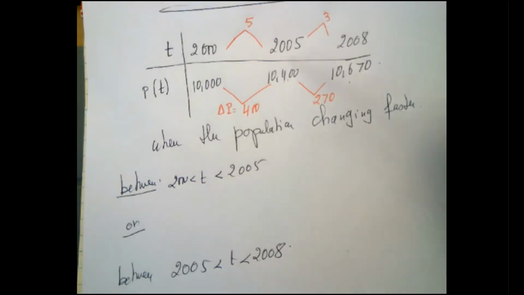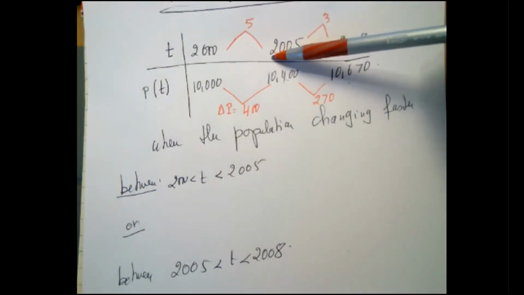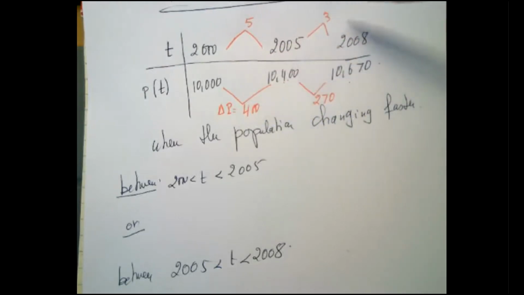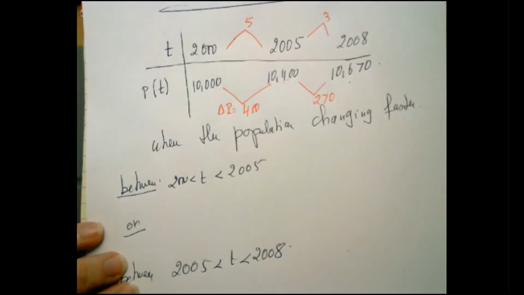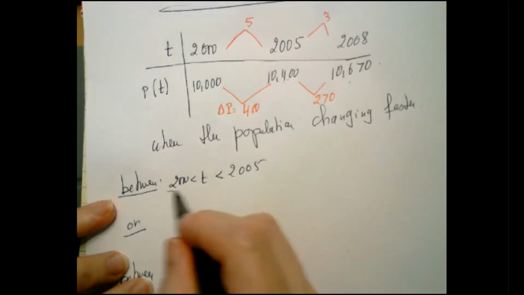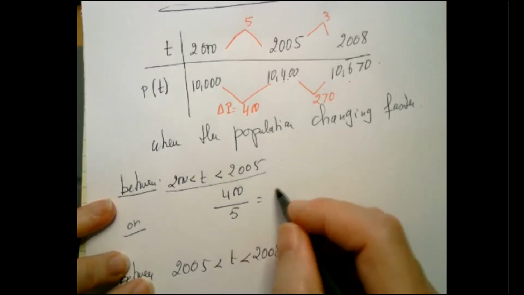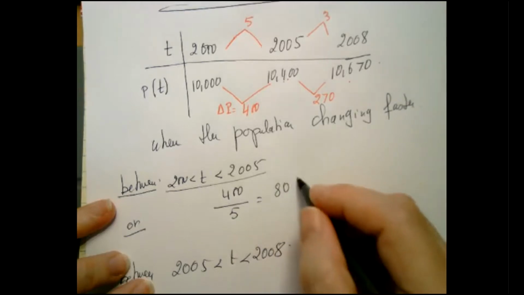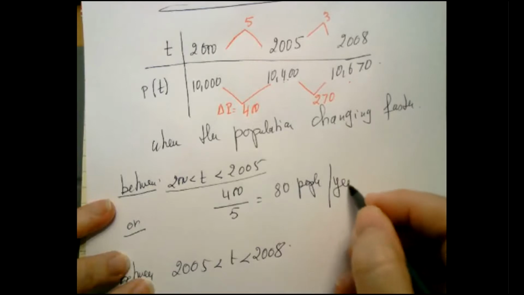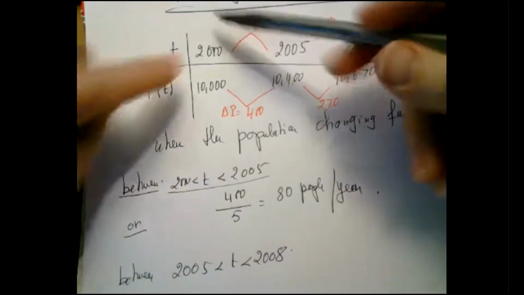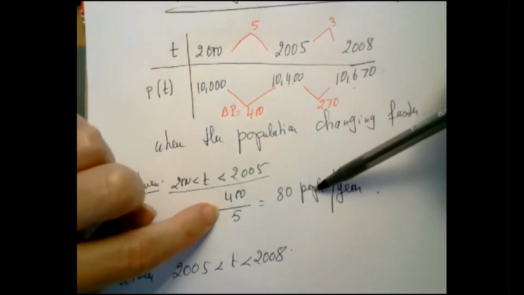Okay, so anybody have anything to say? Over a 5 year period, it changed by 400. And here over a 3 year period, it changed by 270. So how can we tell when it changed faster? Here or here? All right, let's make it very precise. Between here and here, it changed by 400 over a 5 year period. So how much per year? It changed by 400 over 5, which means it changed by 80 people per year. That's how much it averaged. So between 2000 and 2005, it was averaging 80 people per year.